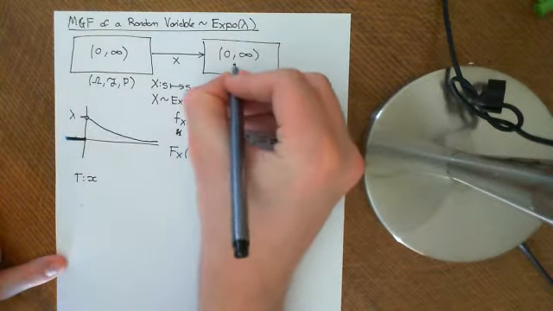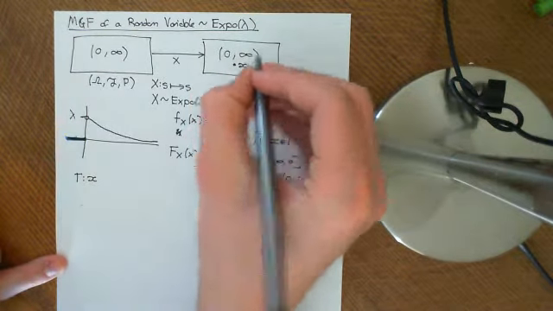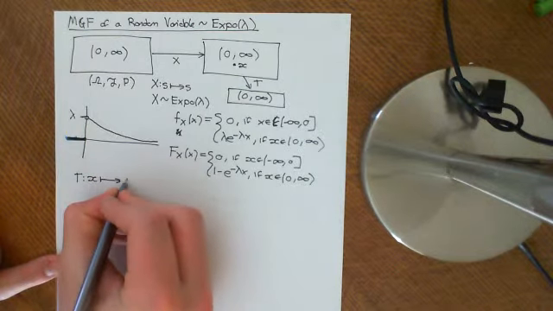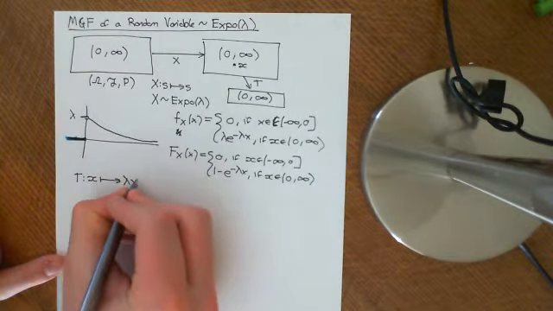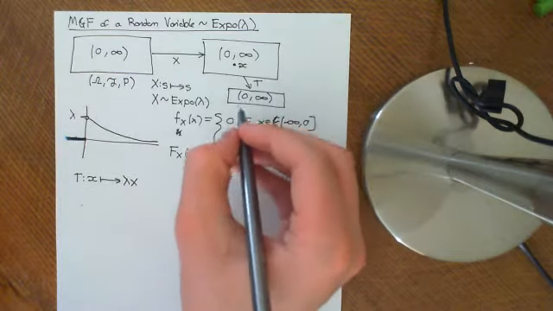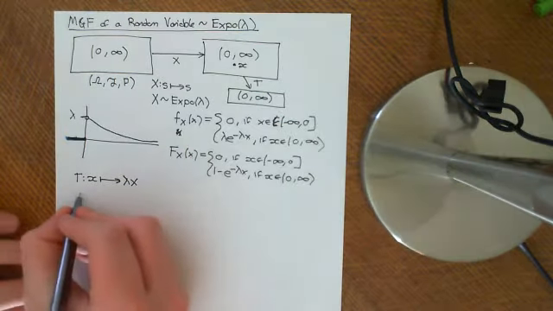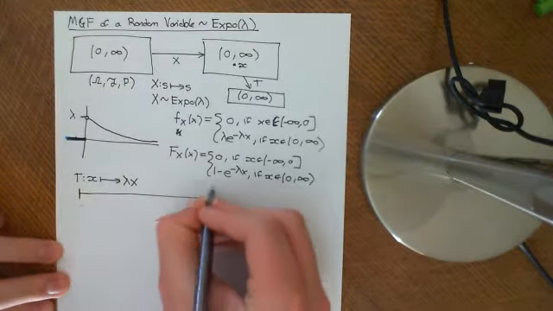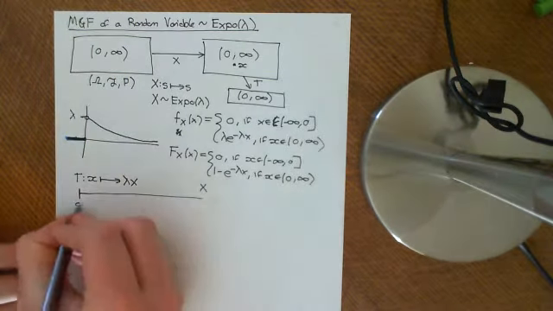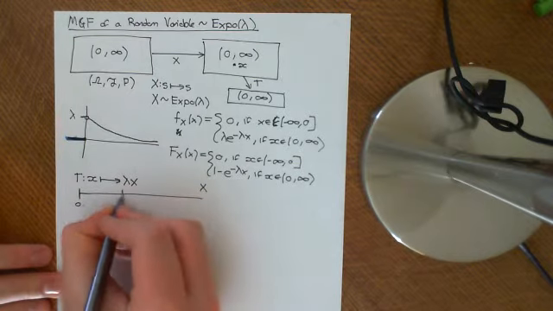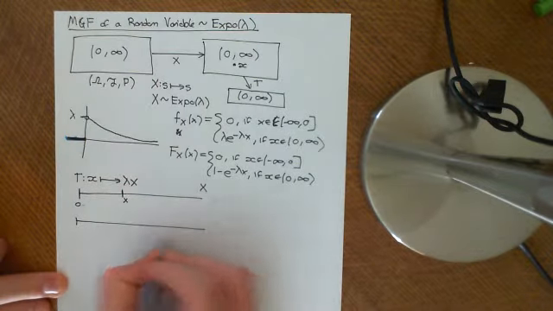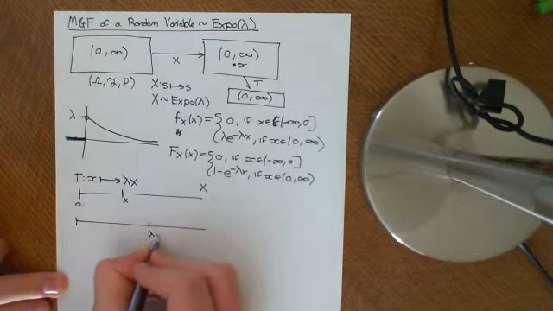So let's say we've got a little x in here, which is a positive real number, and the way it's going to work is it's going to map little x onto lambda times little x. If we think about what this is going to do, these are the possible values of the big random variable X, so this is the positive real numbers here, then if you take some little x, it's going to map it onto lambda times little x.